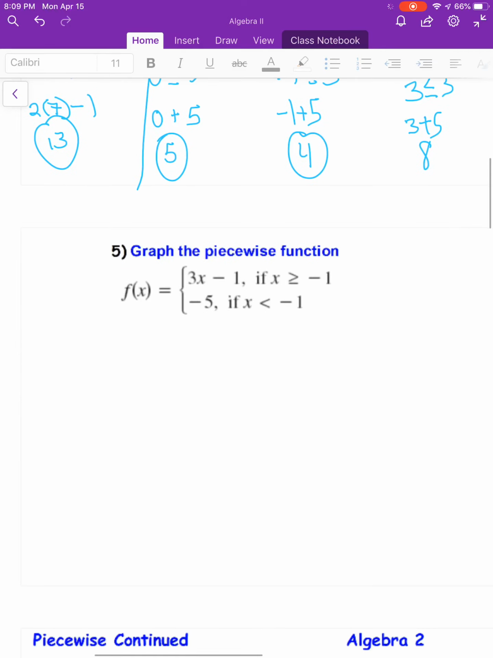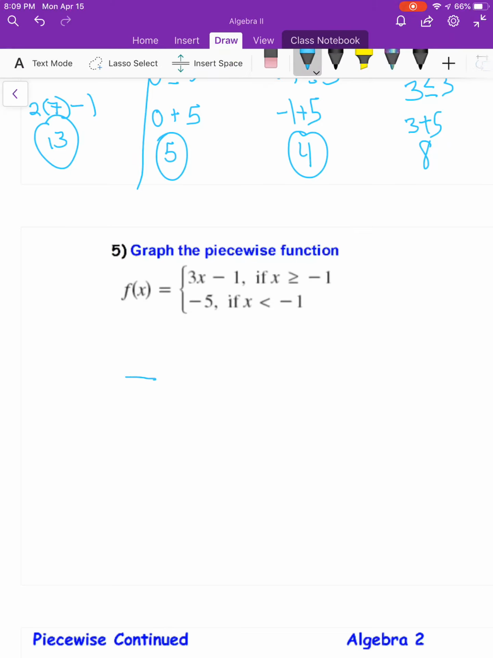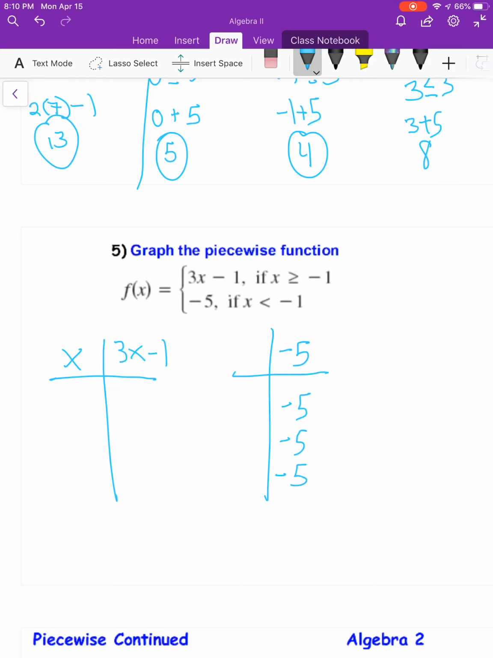Okay. To graph this, I don't have any graph paper here, so what I'm just going to do is set up the table and give you a little review that way. Remember, I'm doing two tables. One for the function 3x minus 1, one for the function just negative 5. So this one's easy. The second one, everything I put in there is going to be negative 5 for y. Now my x values, I'm going to put negative 1 into both tables.